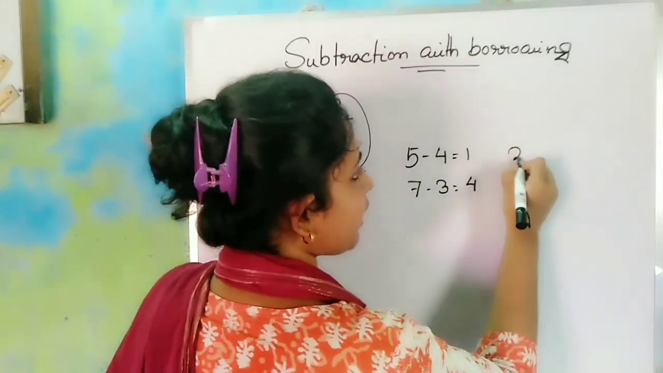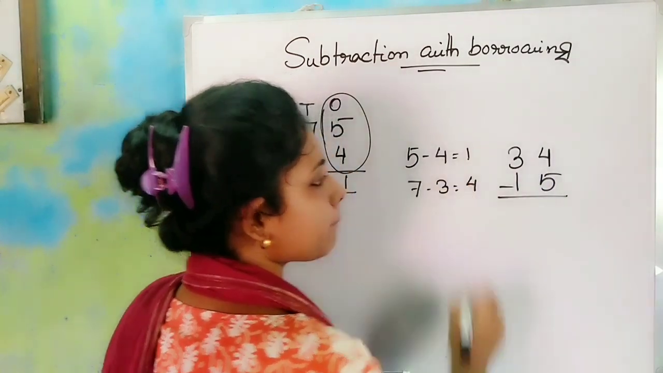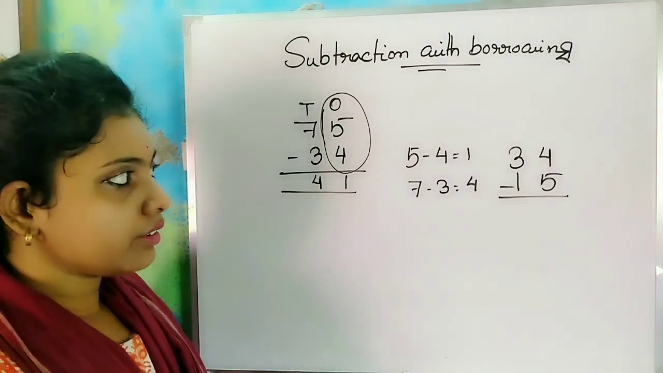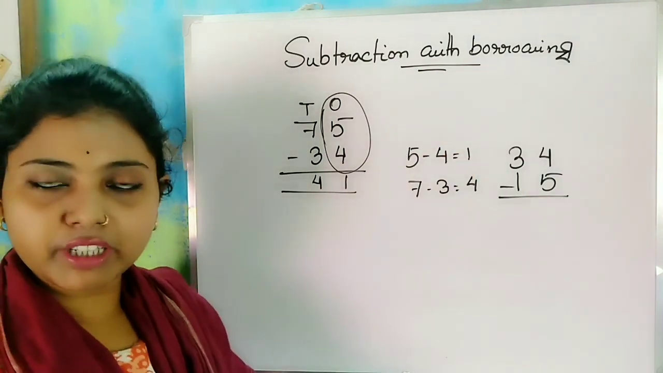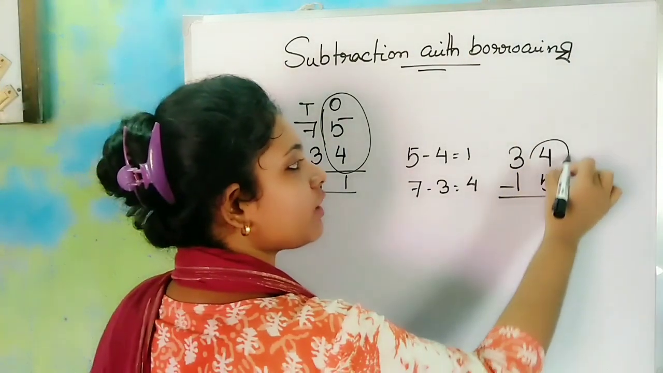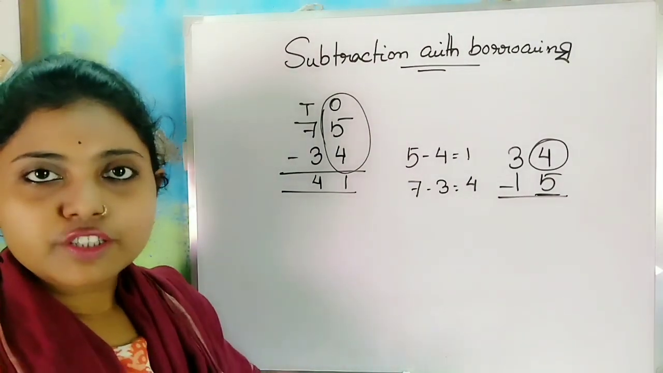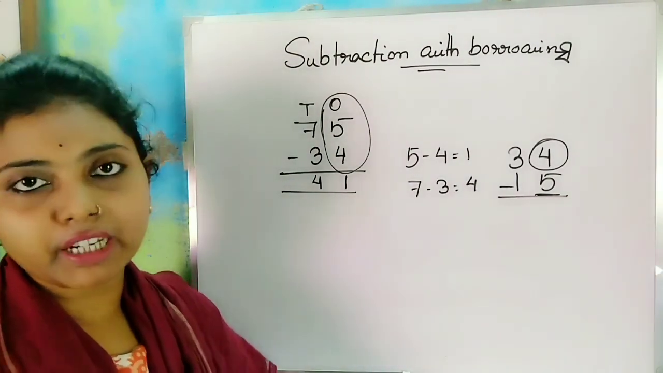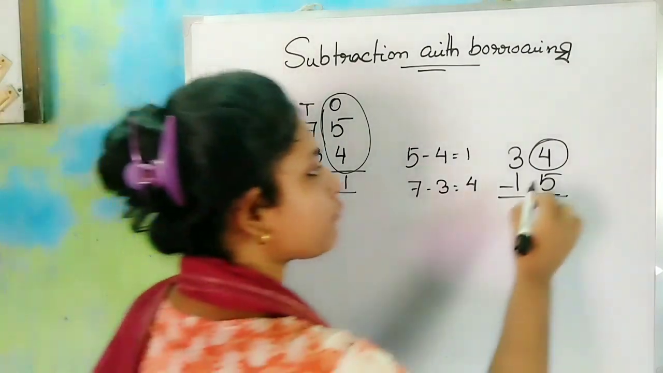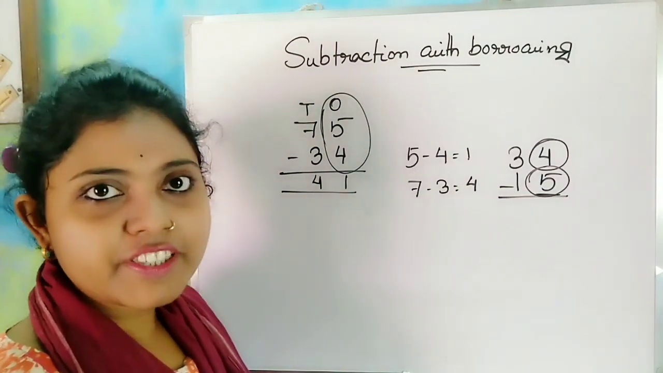if the subtraction is 34 minus 15, what will be the answer? See, here 4 is smaller than 5. I have already said that a smaller number can be subtracted from a bigger number, but a bigger number cannot be subtracted from a smaller number. So 5 is bigger than 4. So how is it possible?